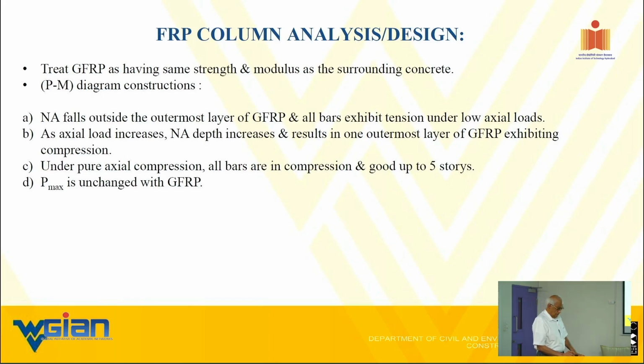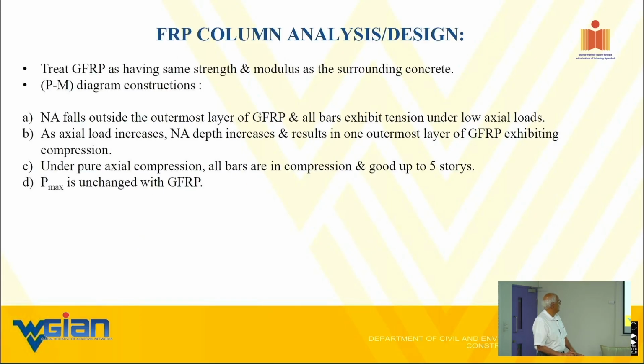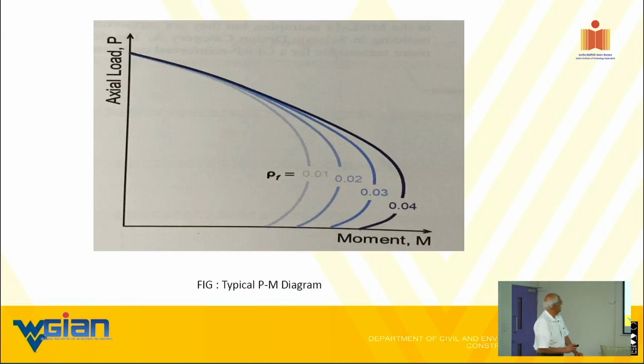So treat GFRP as having the same strength and modulus. This is for the column analysis and design to establish the PM curve. What is that? Load moment interaction curve. I don't know, some of you may not know what a load moment interaction curve is. That's how it looks.